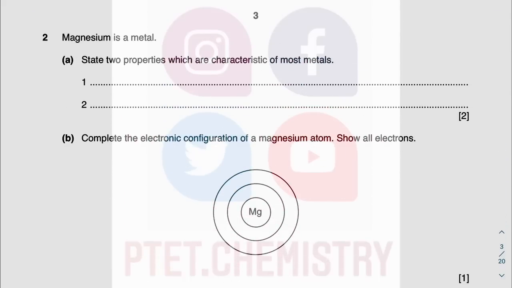Next bit, magnesium is a metal, so 2 properties. They did not mention chemical or physical. That means you can have physical, you can also have chemical property. Characteristic of most metals: all metals have a giant metallic structure. All of them require breaking the giant metallic structure when you melt metal. So all metals have a high melting point.